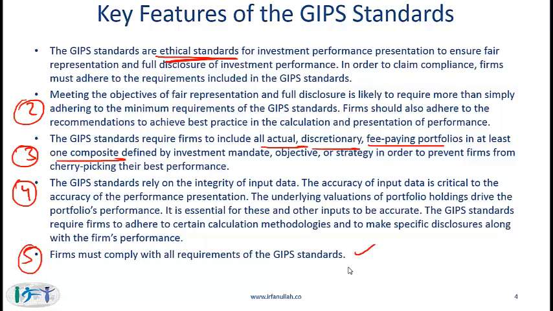Number 5, firms must comply with all requirements of the GIPS standards. And again, we've seen this before. Either a firm complies with all GIPS requirements and then can make a claim that it is GIPS compliant. If a firm does not comply with all standards, even if it doesn't comply with one substandard, it cannot claim GIPS compliance.